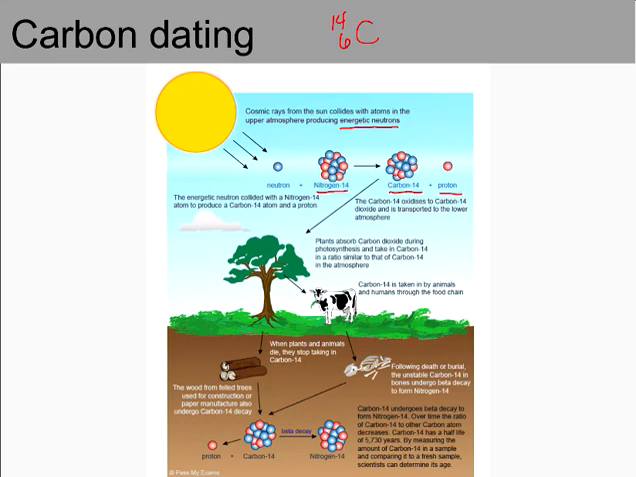Now, carbon-14 is not very abundant in nature. The most abundant isotope of carbon is carbon-12. So carbon-14 is not found very often in nature. However, it's found enough that we can use it to figure out how old something is. So what ends up happening is carbon-14 will oxidize and turn into carbon dioxide. But the carbon-14 has a greater mass than carbon-12.